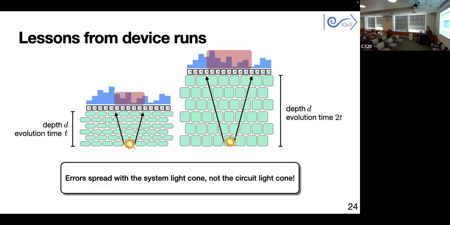And so one of the nice things about doing these device runs is that sometimes you see things that you don't expect, and then you have to understand what's going on. And in our case, one of these things that we saw was that initially our results were much more noisy than we expected. So we were comparing to simulations that we had run in the past that were of similar circuit depths, and we were getting much noisier results.